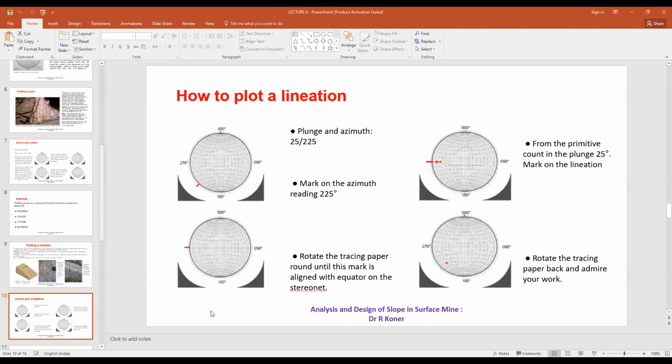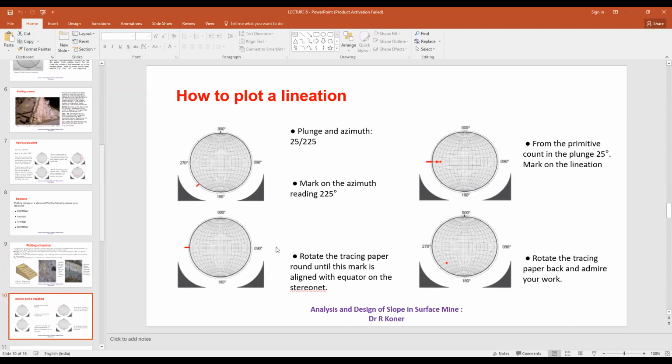So in this slide, our plunge and azimuth is 25 to 225. 25 is the plunge, 225 is the orientation. So first what we do, I have told you that always we measure the orientation along the primitive. The primitive is the outer line of the sphere, that is the stereonet. So plunge and azimuth 25 to 225.